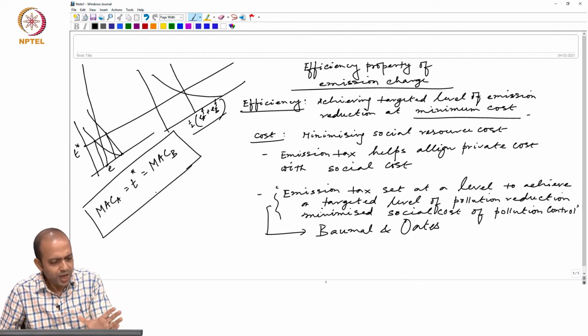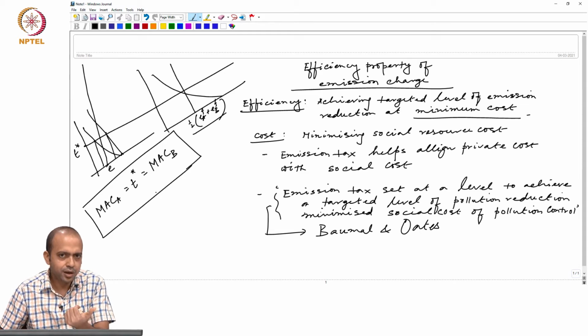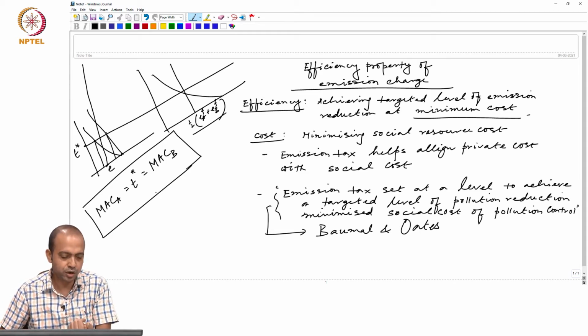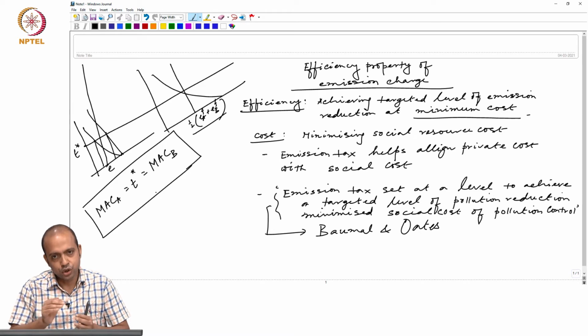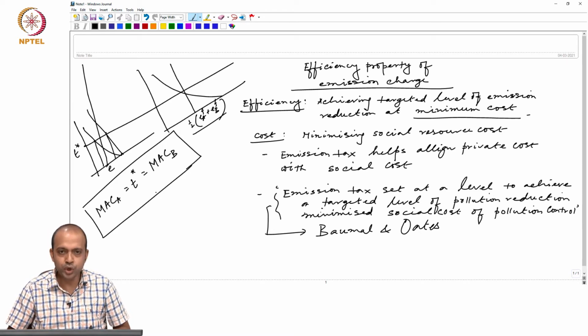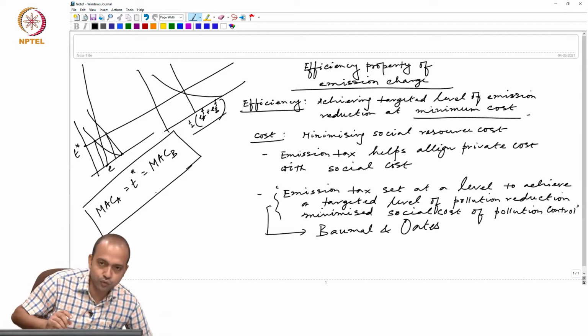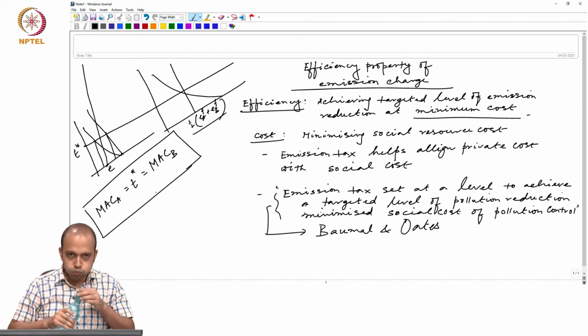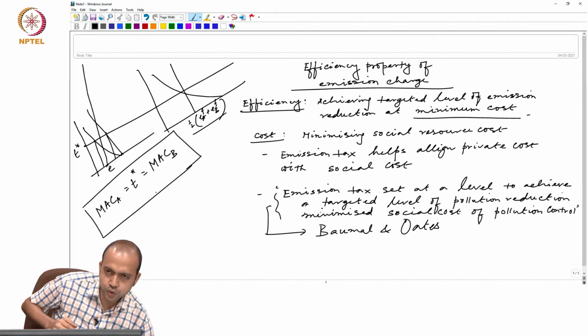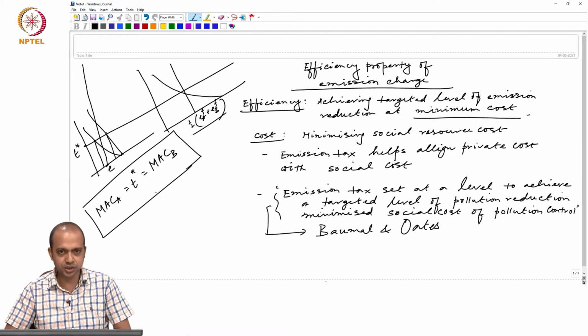Now, we got a graphical and intuitive explanation of this particular theorem, that when T equals MSE A equals MSE B, when both the firms are equating their marginal cost of abatement with the imposed tax rate, then social cost of pollution control is minimum. But we have not yet got any formal proof of this theorem. So, what we need to do now? We need to have a formal proof of this theorem.